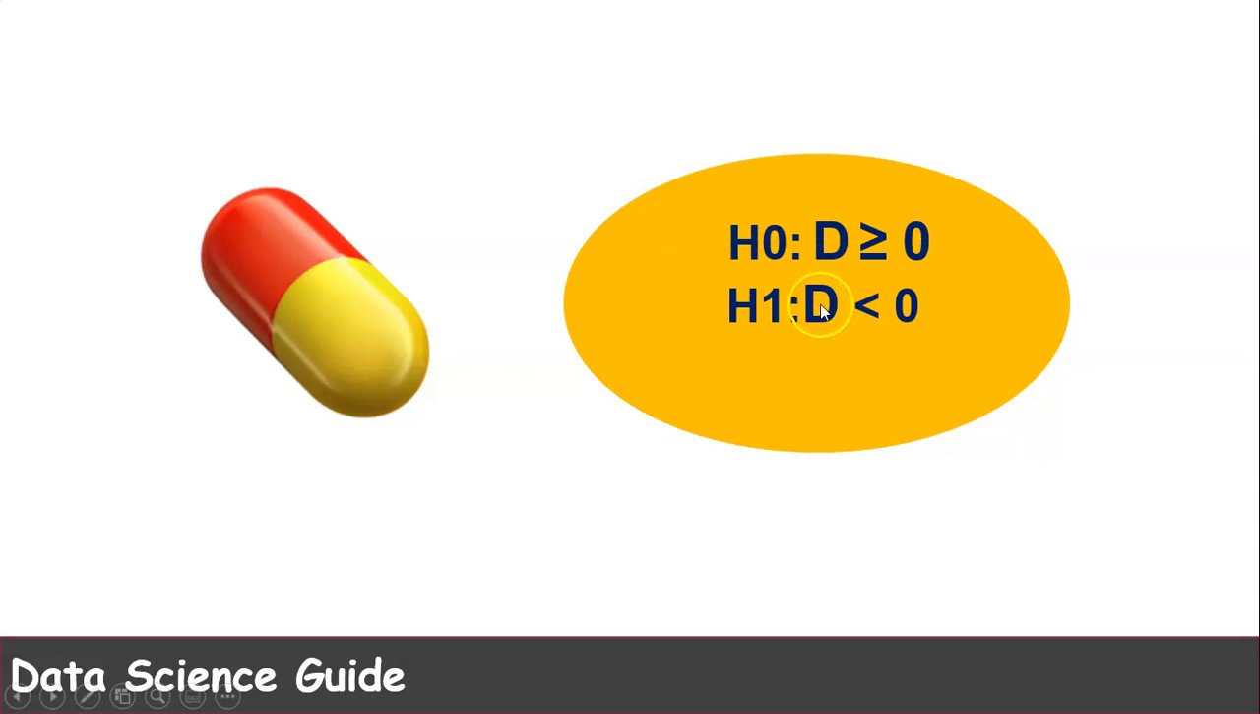D, which is the difference, less than 0. So based on that, it will be mu A minus mu B, and the right side will have only 0. So that's how we got D less than 0. And the null hypothesis is the opposite. It's D greater or equal to 0.